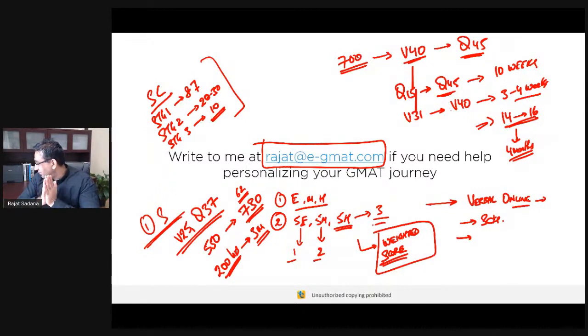How many universities can you apply to with a score? GMAT is accepted at more than 5,000 universities, but with 710, 730, you can pretty much apply to most universities. With 500, very few would entertain you.